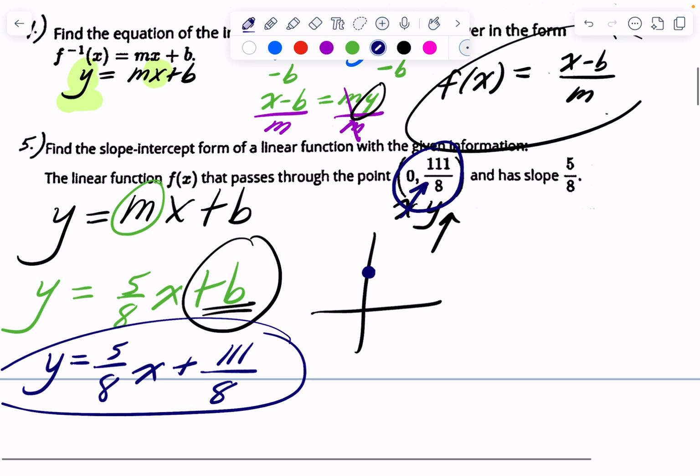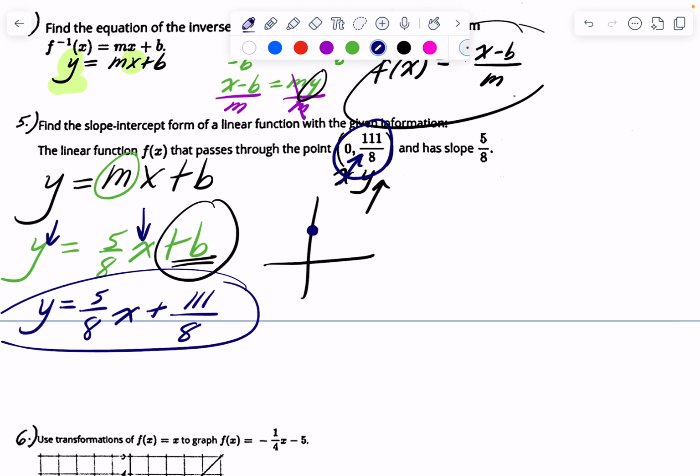Most of the time, they won't give you this as 0 comma something. If they give you 0 as your x value, it's easy. That's your y-intercept. Again, though, usually they'll give you a different point. Then you'd have to actually go plug in x for x, y for y, and then solve for b. You'll see that come up.